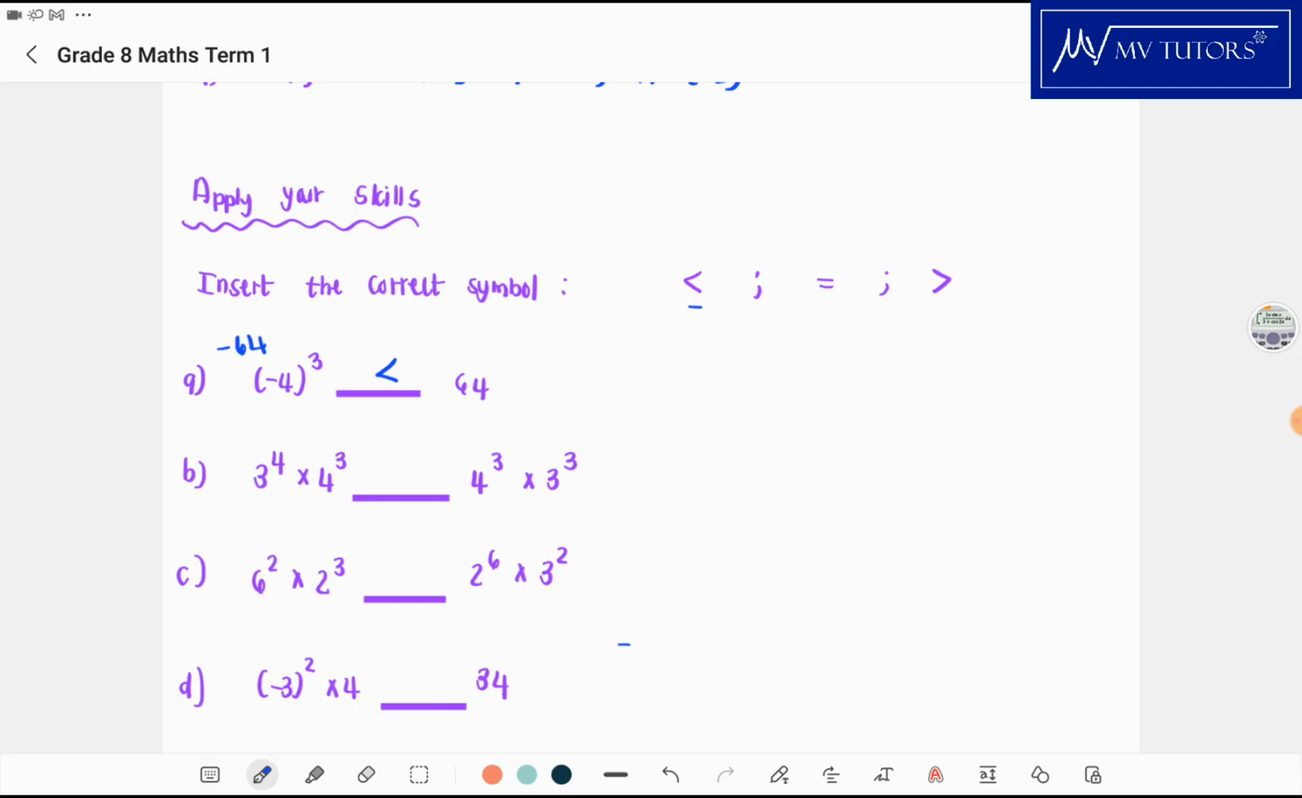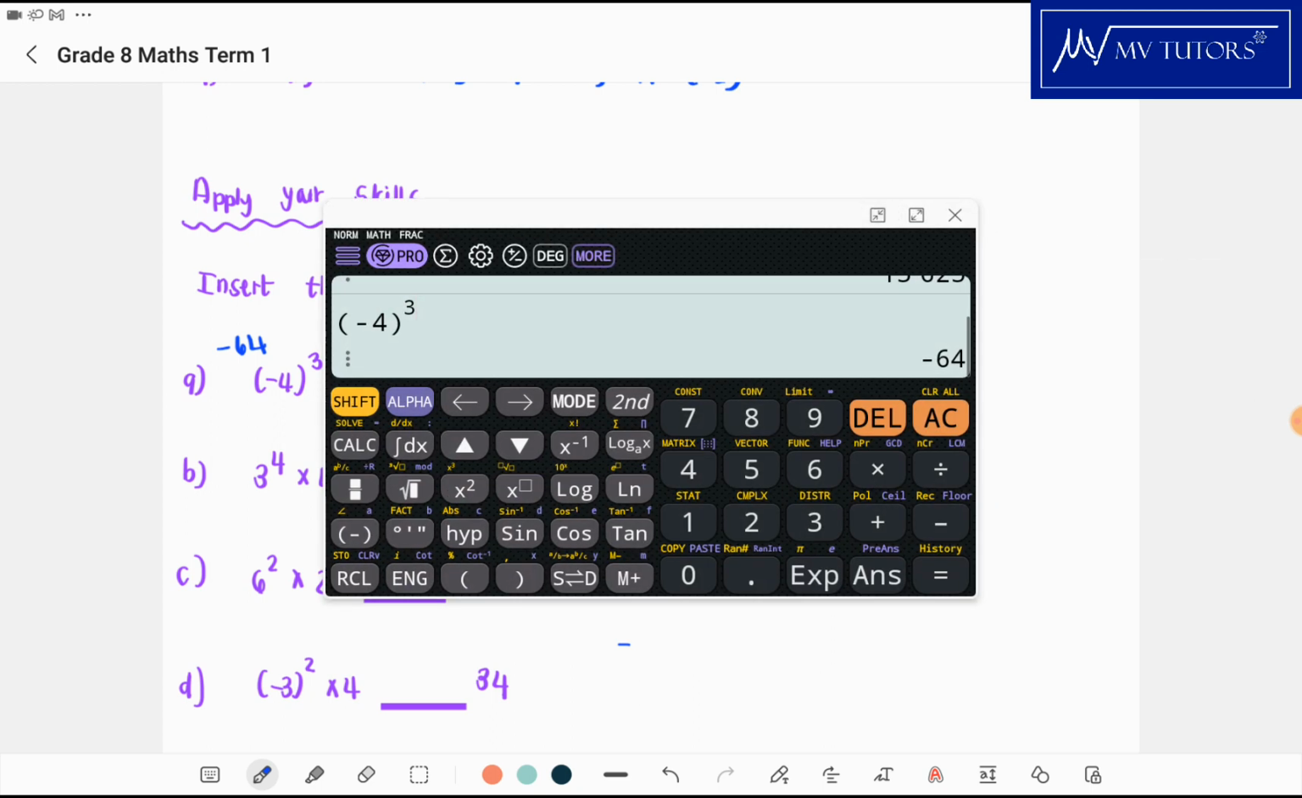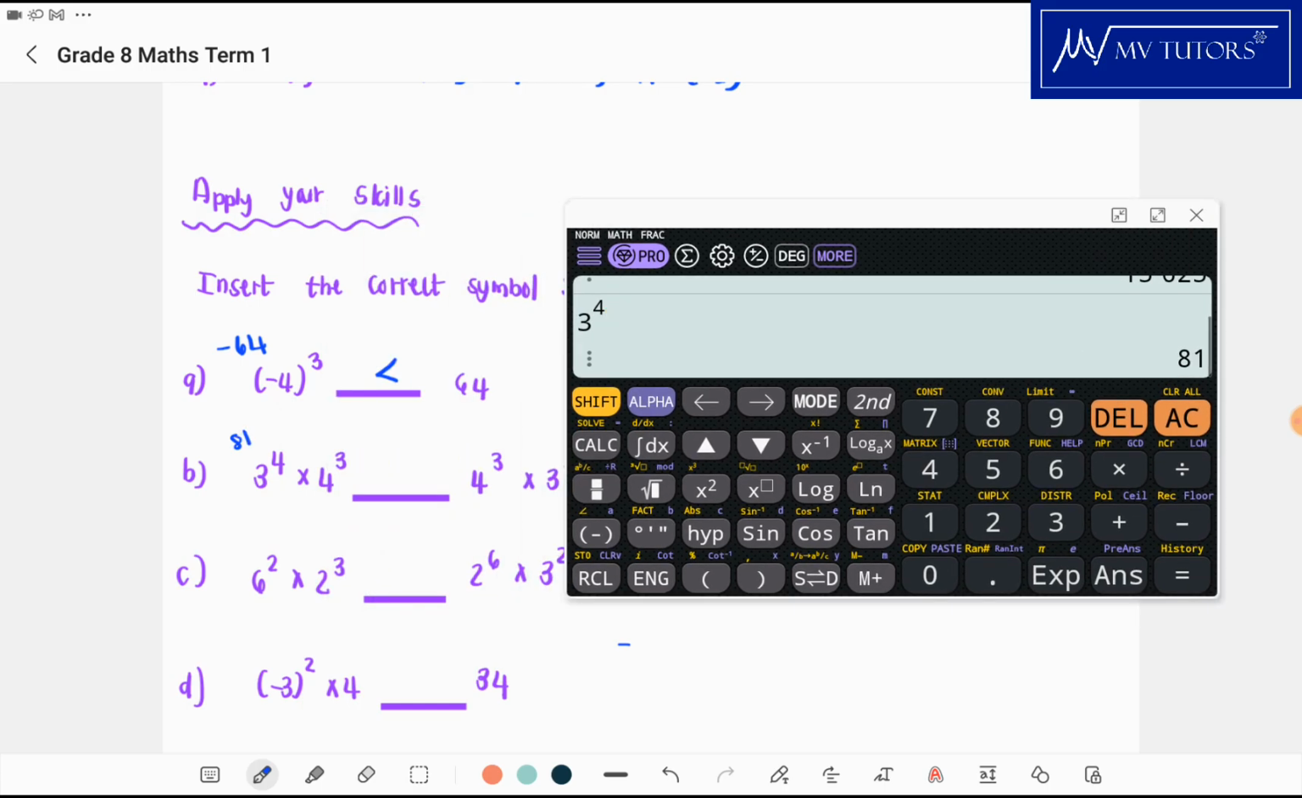Now we have 3 to the power 4, all right, times 4 to the power 3. What is 3 to the power 4? Ooh, 3 to the power 4 is 81. Okay, and we are multiplying this 81 with 4 to the power 3. You can actually just put everything in the calculator at this point. You don't have to look at it individually. But 4 to the power 3 is 64. So what is 81 times 64? It is 5,184. Okay, 5,184.